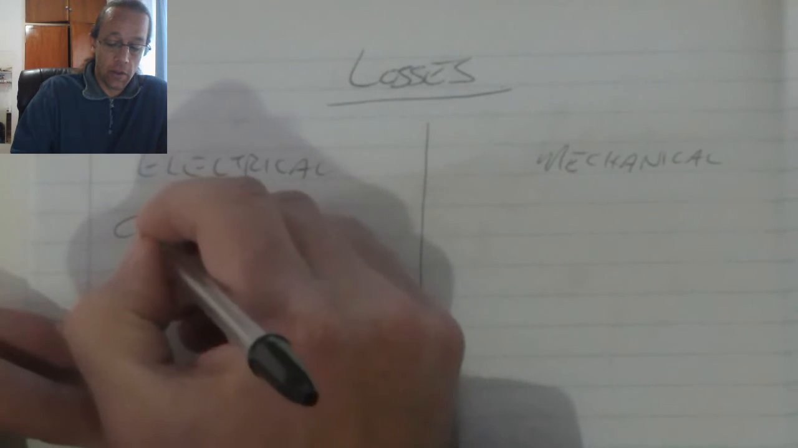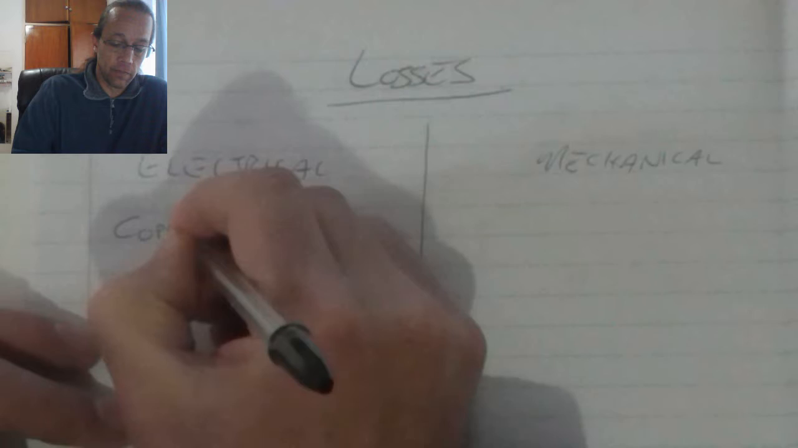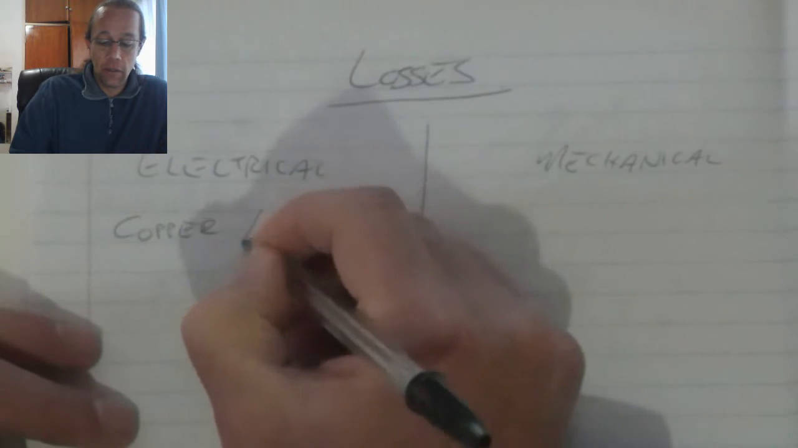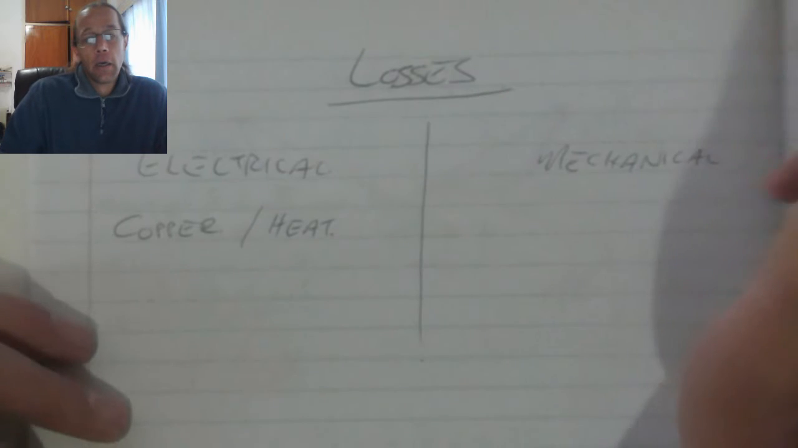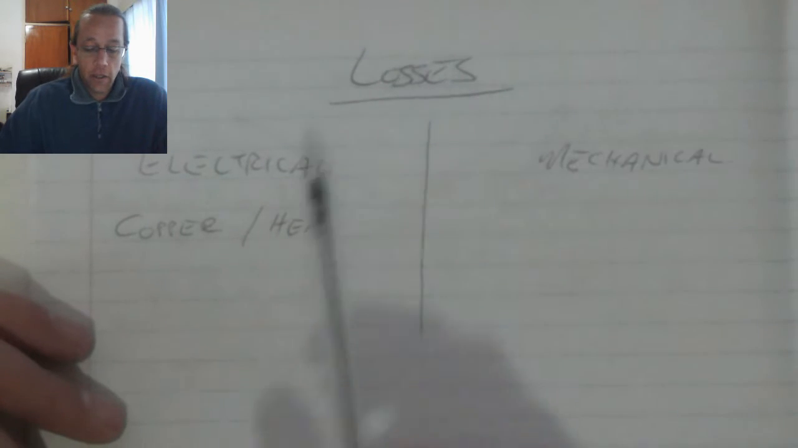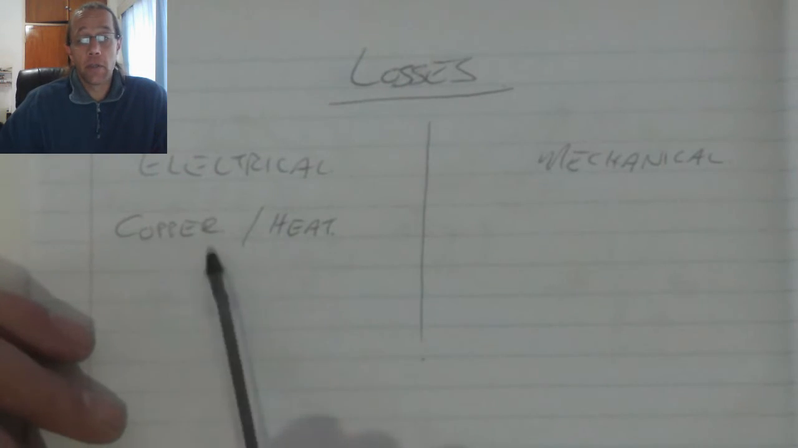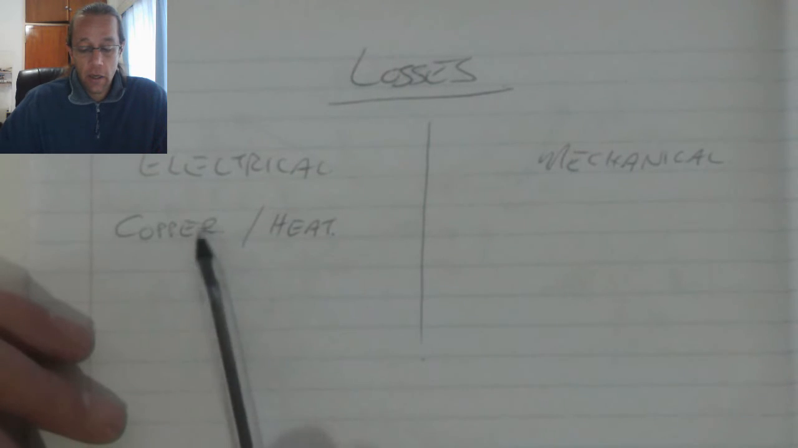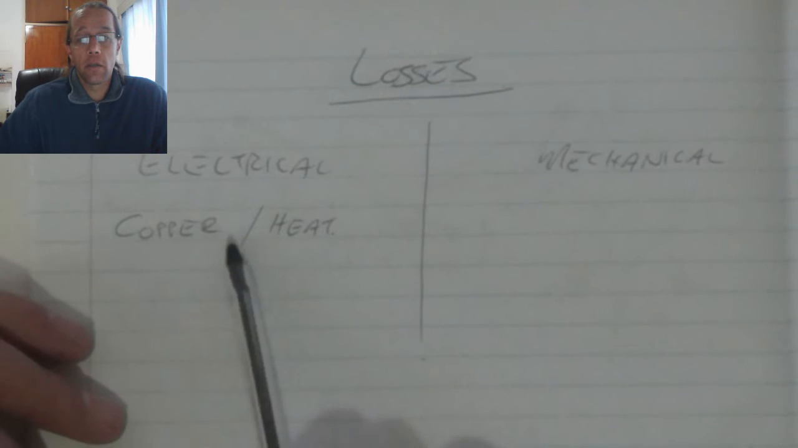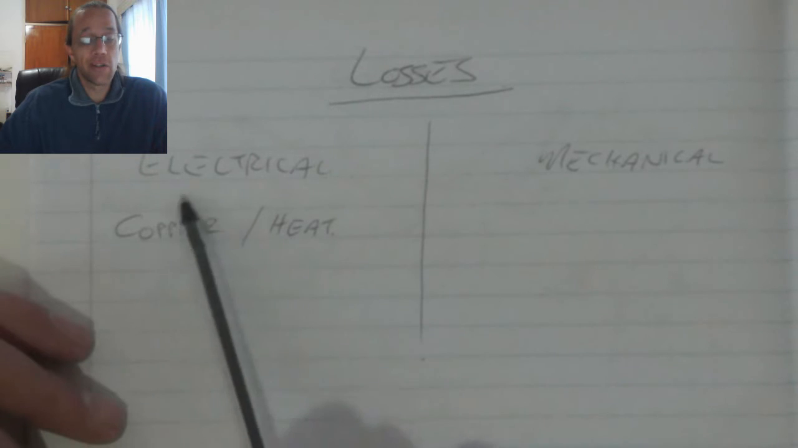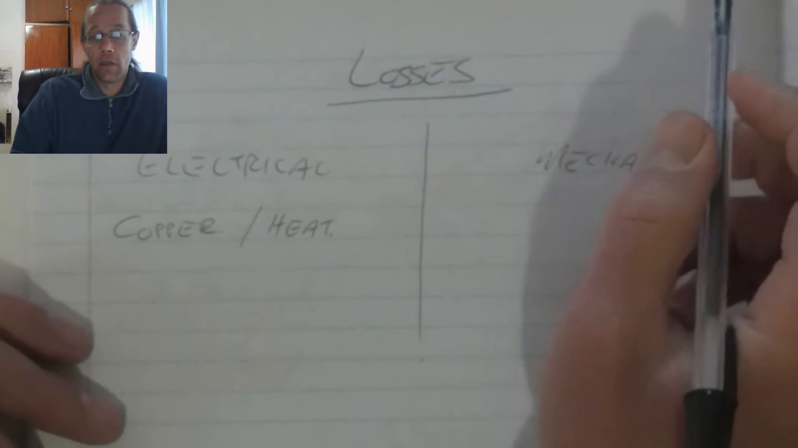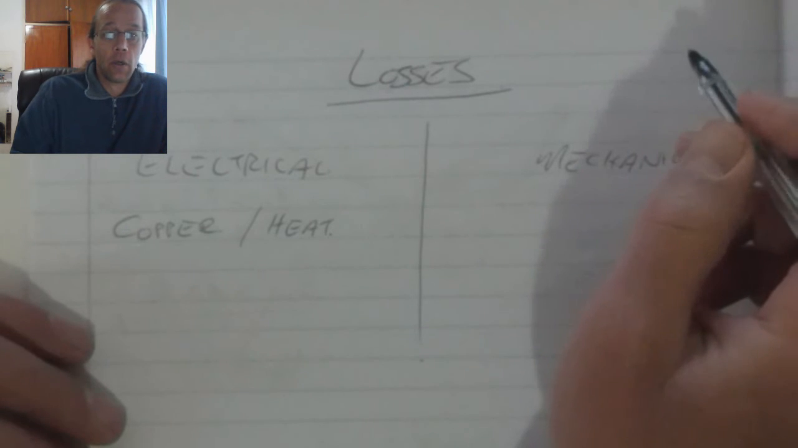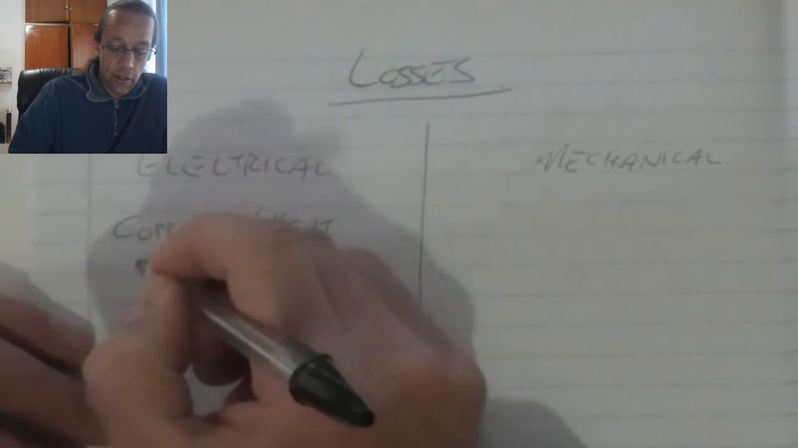The first one is your copper losses, also known as heat losses. The conductor is made out of copper, which has a specific resistance, and as it increases in temperature, its resistance will increase. This will limit the amount of current that the generator will be able to generate.